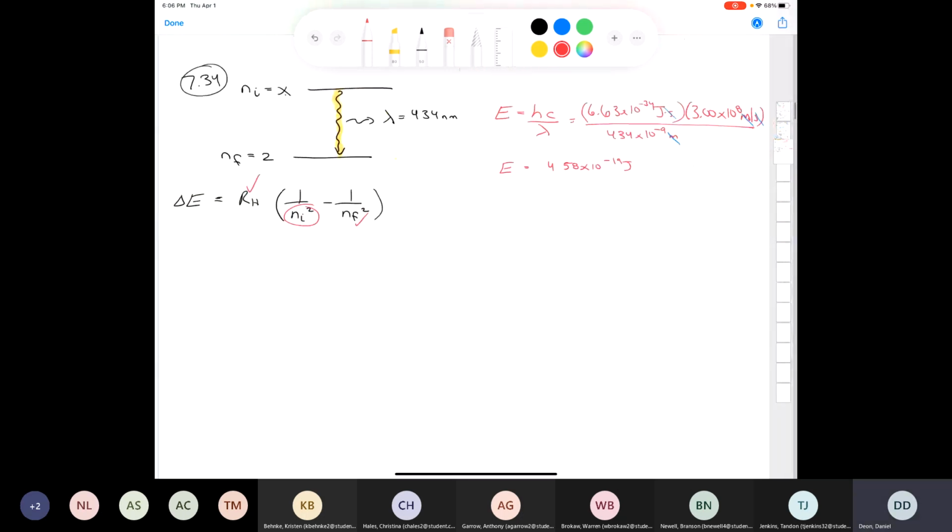Now, it might seem like, okay, now I've got everything I need. I'm just going to plug this energy into here and I'm going to be done. Does anybody see what would be the problem if I just took this number and put it into this equation and I just started solving for n initial? Can anybody tell me what would be wrong with that, or what pitfall I would fall into there? Because I would be wrong. I would not get the right answer anyway.